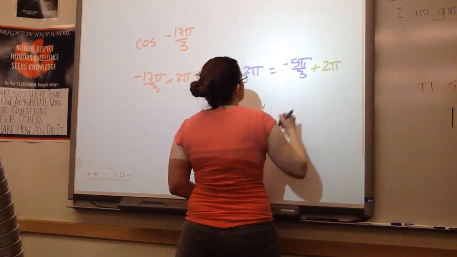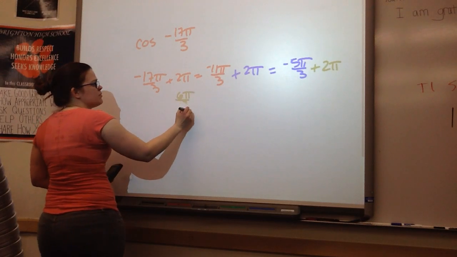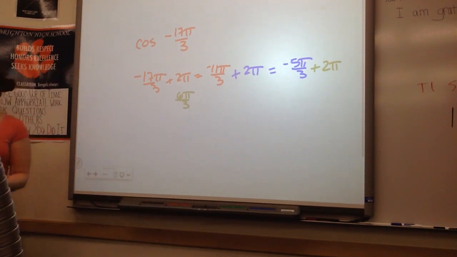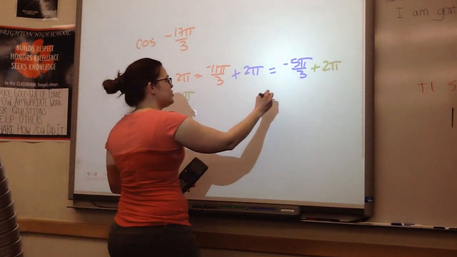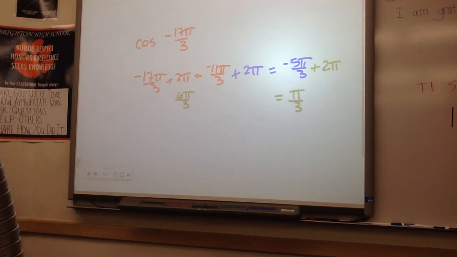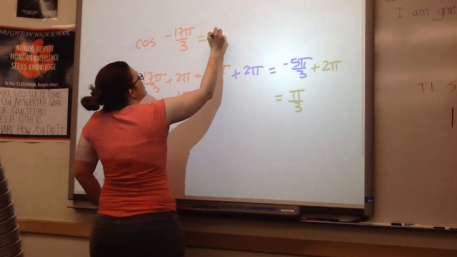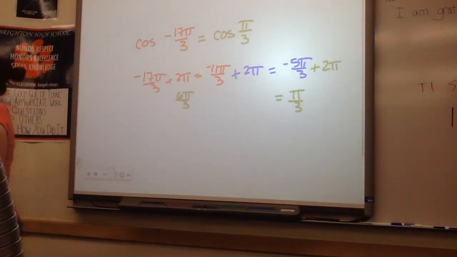Why did you go to 6? Because 2 pi is really 6 pi thirds when you get a common denominator. So then I'm doing negative 5 pi thirds plus 6 pi thirds, which finally gets us to a positive answer of pi thirds. So this is the same thing as the cosine of pi thirds, because negative 17 pi thirds and pi thirds are coterminal angles.